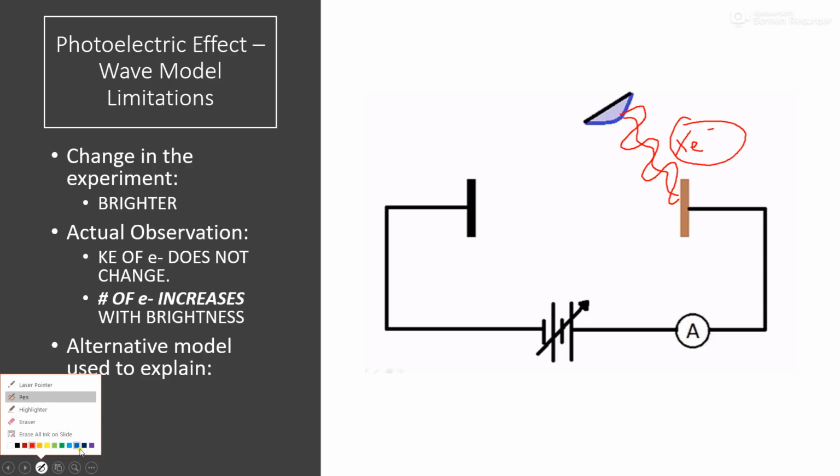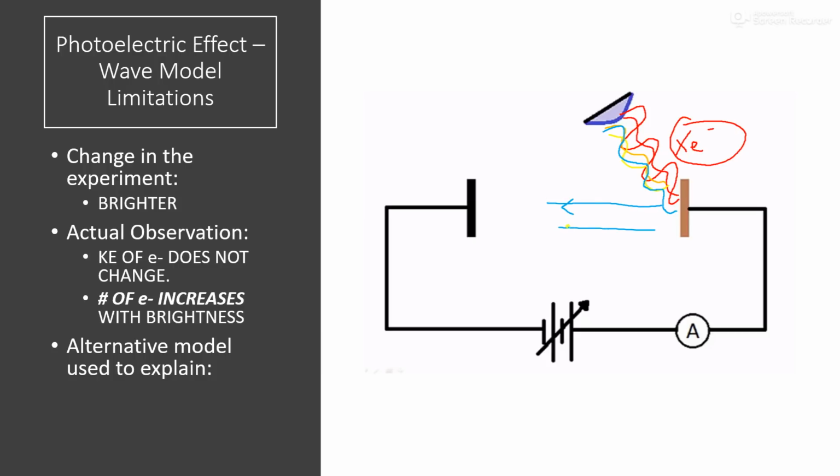However, if I were to increase the frequency of the light, say I slowly increase it to orange light, still no electrons come out. I increase it to yellow light, still no electrons come out. But the moment I hit a certain frequency, and we're going to be talking about this in a little while, let's just say blue light, straight away I can see electrons coming out. I note that there are some electrons coming out.